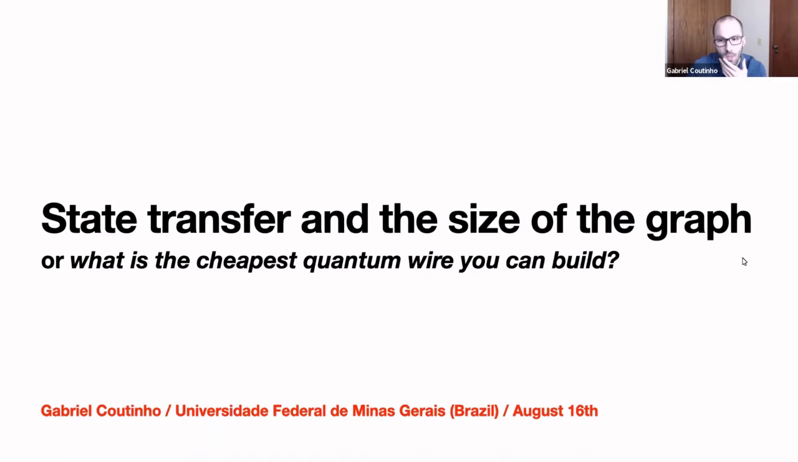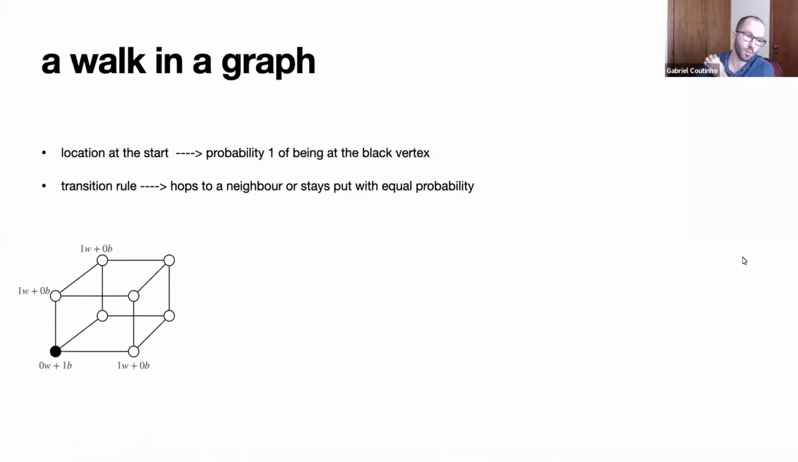Before actually talking about quantum walks or the main problem, I'll try to introduce or motivate this problem a little bit, talking about walks in graphs. I understand some people here might not have seen quantum walks before, so try to follow a little bit now and see if you can get the analogy.